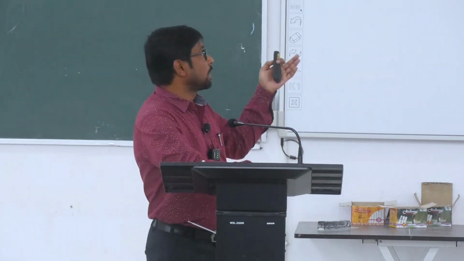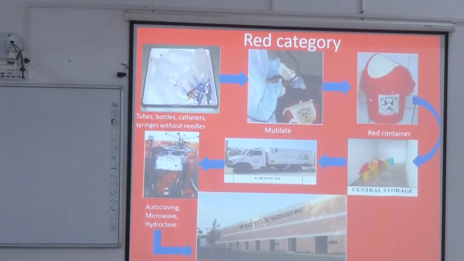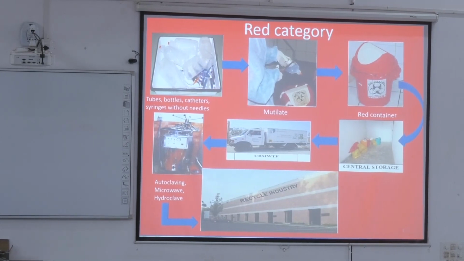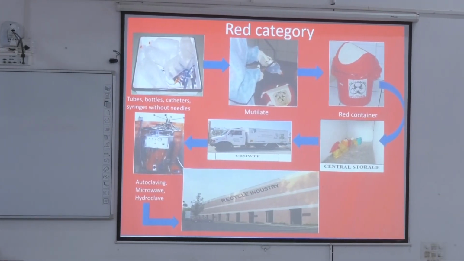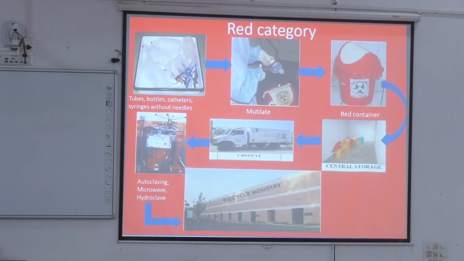Red category, in the red category you can find some plastic materials or non-degradable materials. If it is like an NS bottle, then before throwing you have to mutilate it, means you have to cut it or break it, then only you can throw it. After that in the container you have to keep it, and send it to the central storage area, then the treatment facility. There they can recycle it, or before recycling they first have to sterilize or autoclave it.